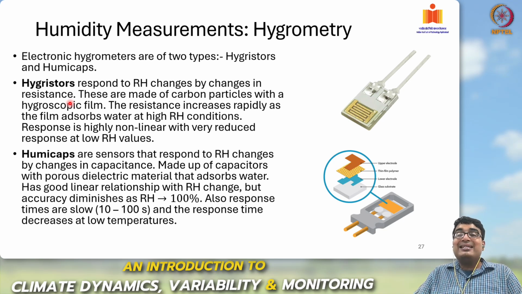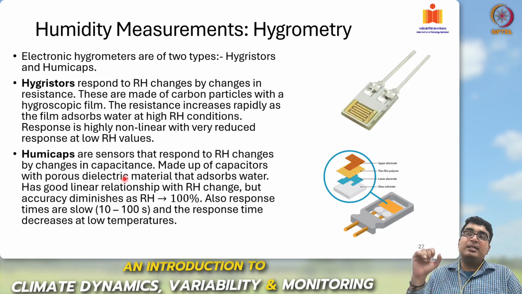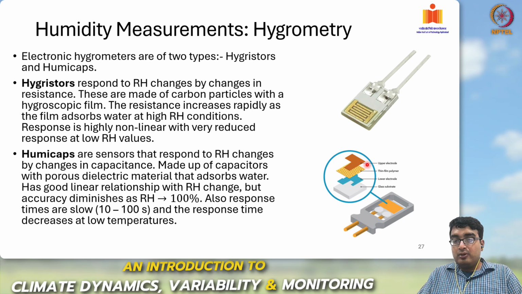Another type of sensor is humicaps. Humicaps are sensors that respond to relative humidity changes by changes in capacitance. So the capacitance is being changed by adsorption of water. These are made up of capacitors with porous dielectric material that adsorbs water. So you have the upper electrode, a thin polymer, lower electrode. This polymer is porous and it begins to adsorb water at high RH values.